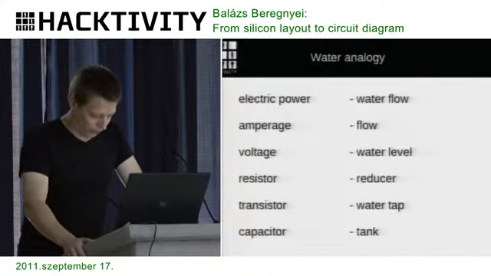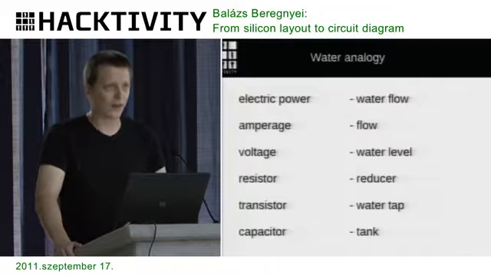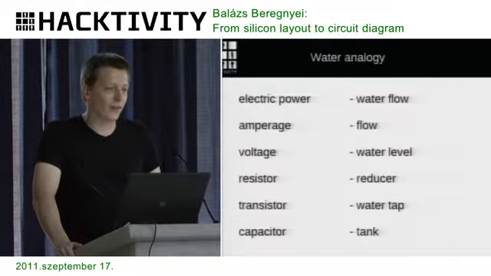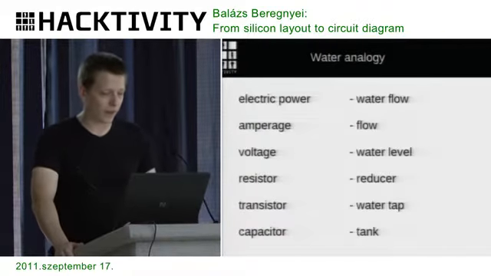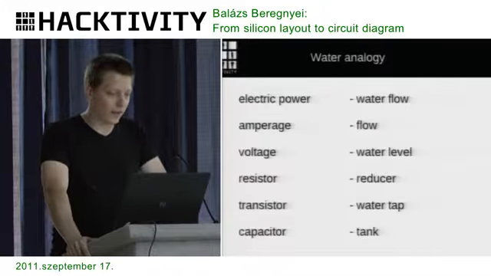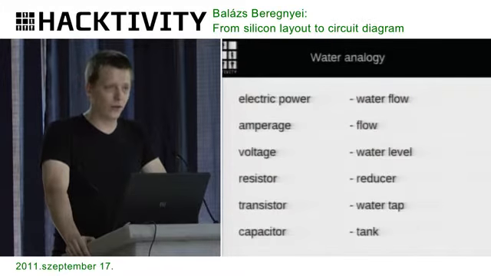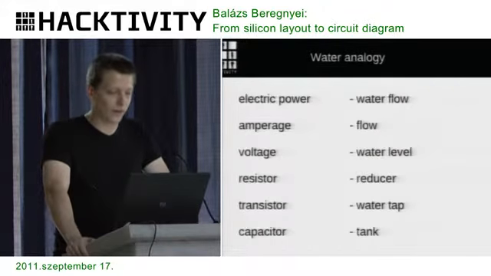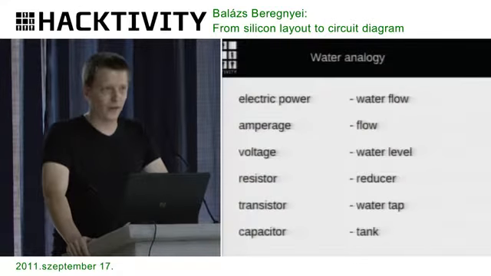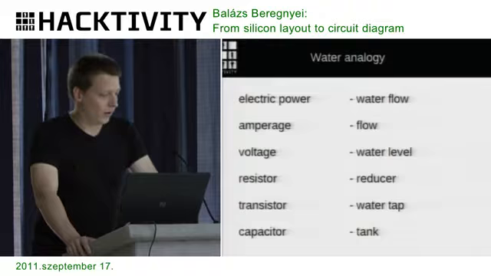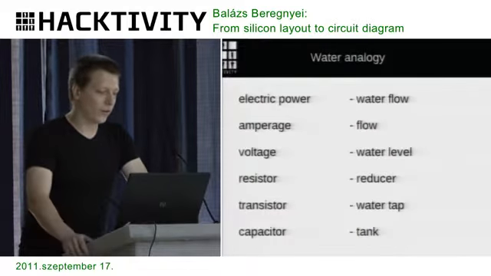Now from here on we're going to talk about transistors for the most part. So let's take a look at this water analogy. If you substitute water drops for electrons, electric power is water flow, amperage is flow, voltage is water level, resistor is reducer. The most important element is the transistor, because in a processor you mostly have transistors and conduits.